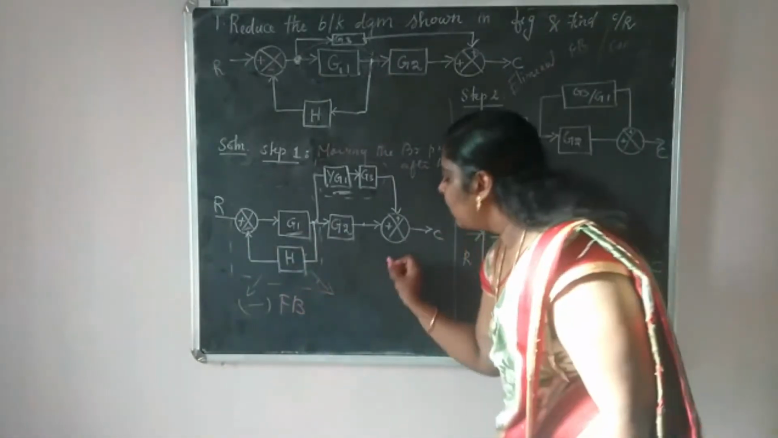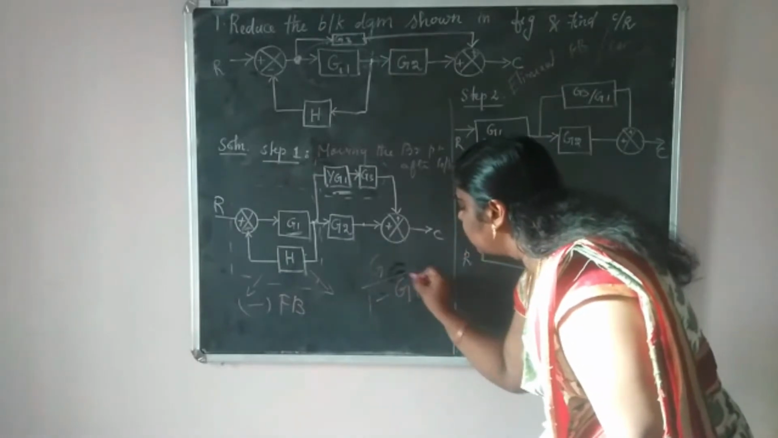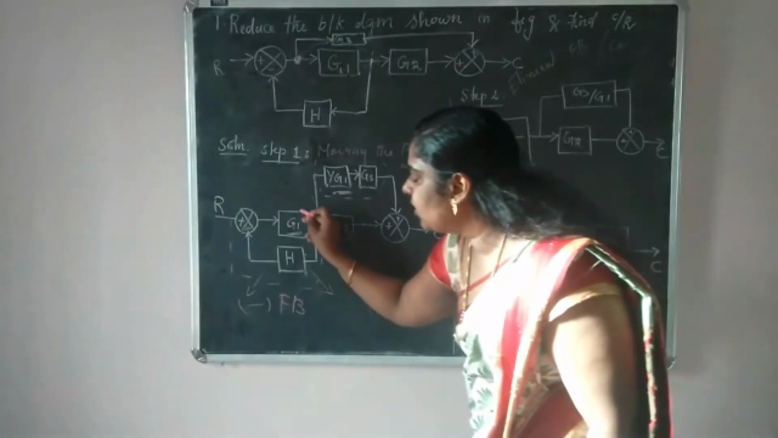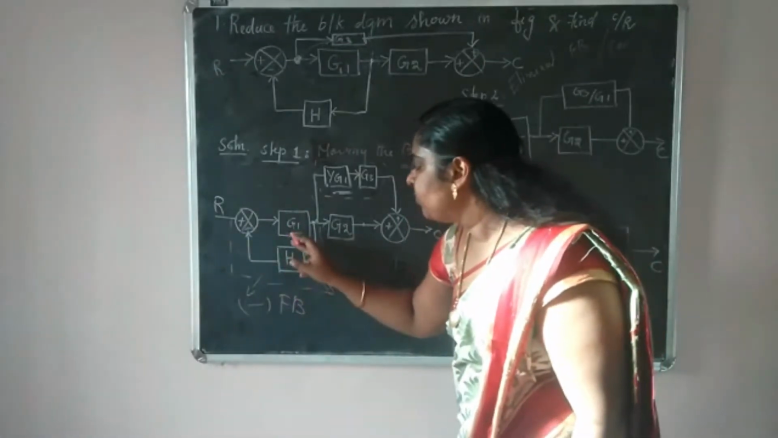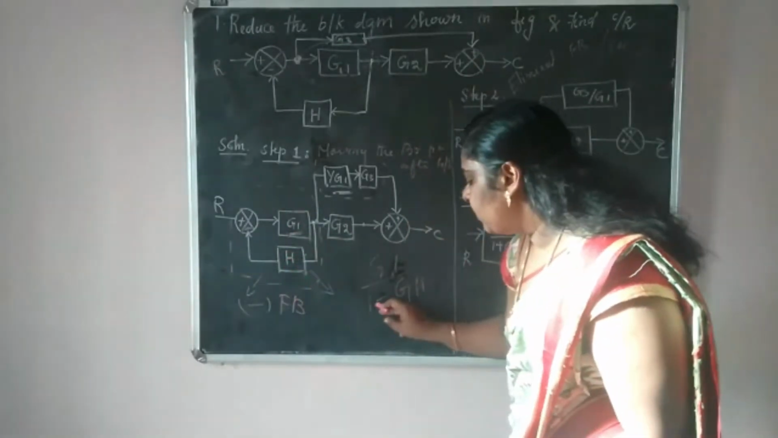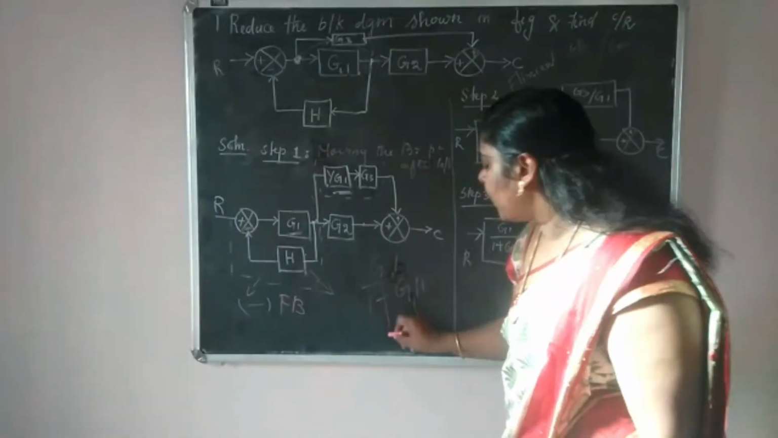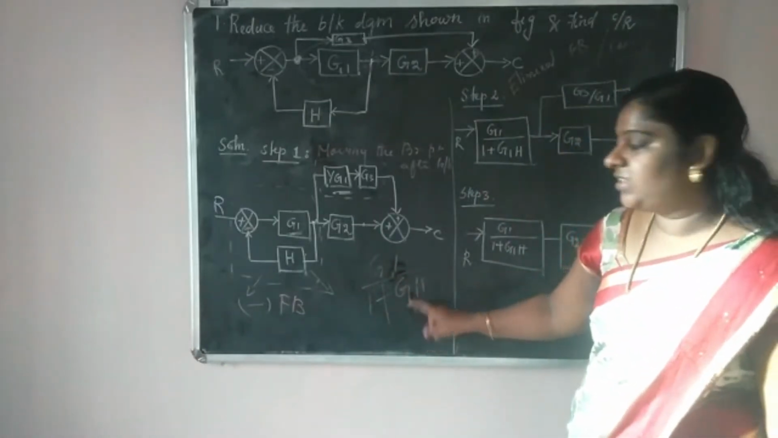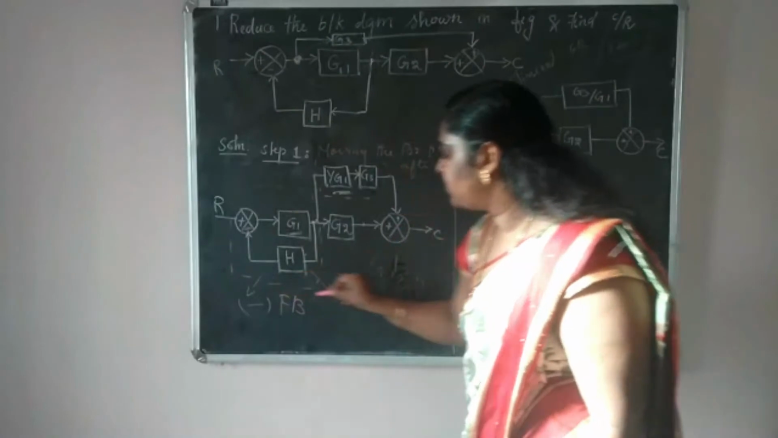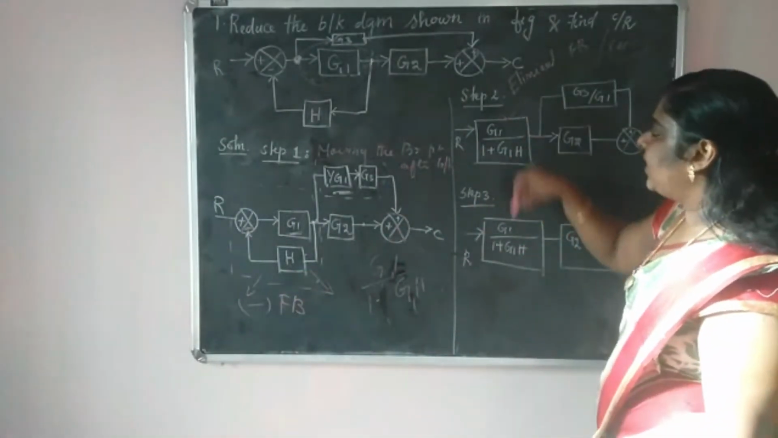So what is the formula for eliminating the feedback? G divided by 1 minus GH. For G here we have G1, so I am writing G1, and again H, that is, 1 minus G1H. So to eliminate the negative feedback path, the formula is G1 divided by 1 plus G1H. So just replacing this block with this eliminating formula and writing it here.